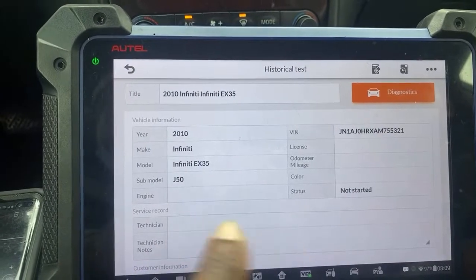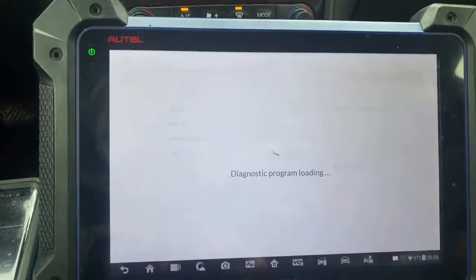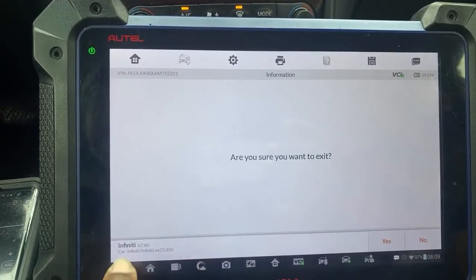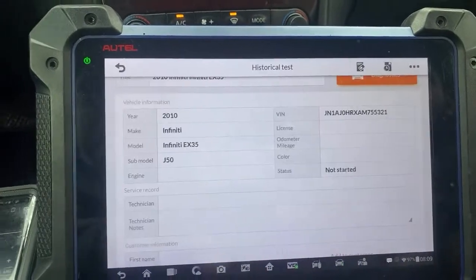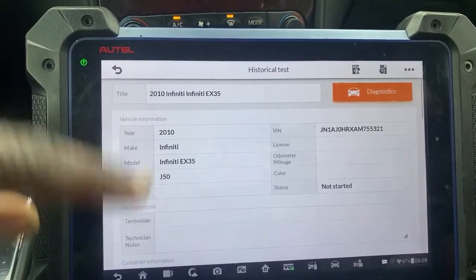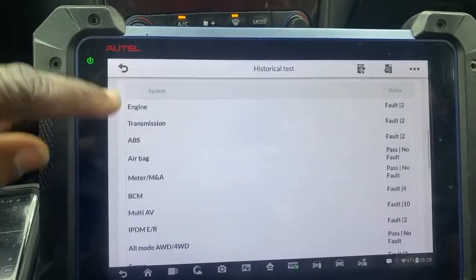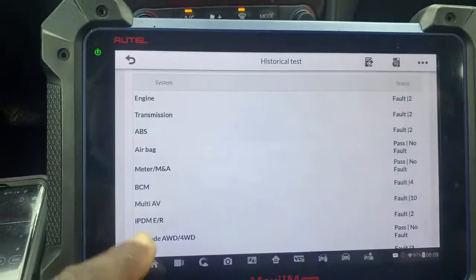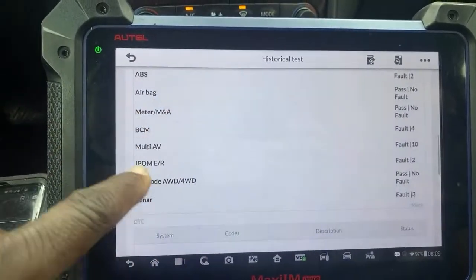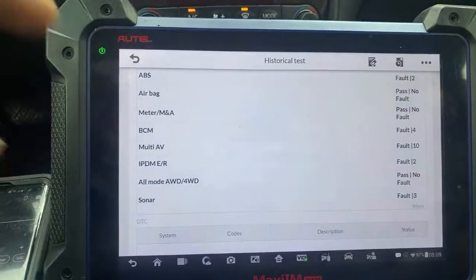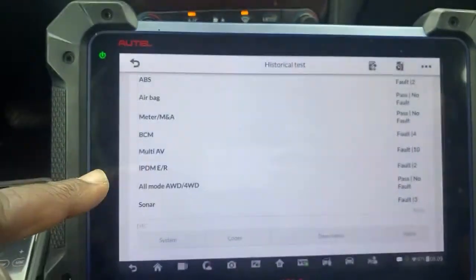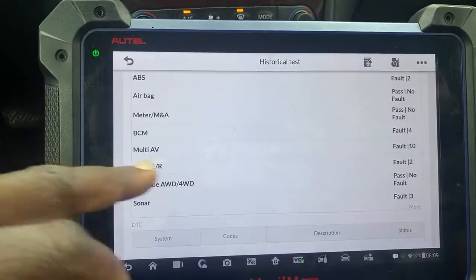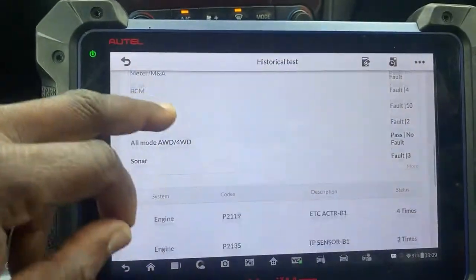It's an Infiniti EX35 engine. I will go to diagnosis. But here, if you go back and scroll down, for example, and you just want to review what happened, you go here and see what codes you have. Transmission has two codes, engine has two codes, ABS has two codes, airbag is good, clean. The BCM, the body control module, has 4 codes. The multi-AV, I don't know if that is for drivability or what it is, has 10 codes. And keep going.